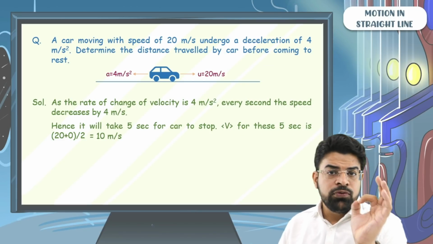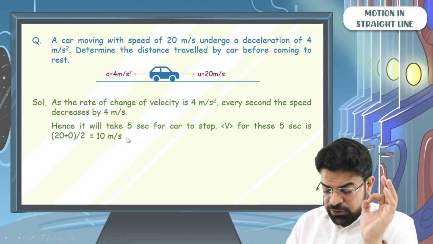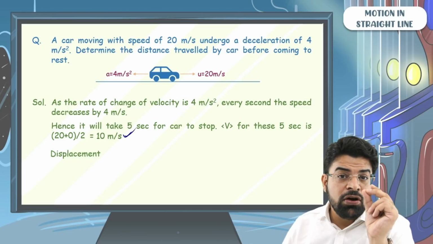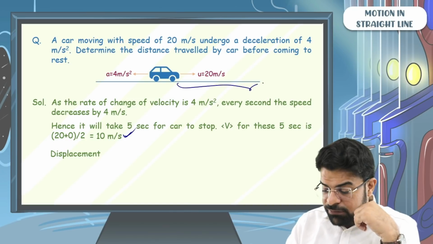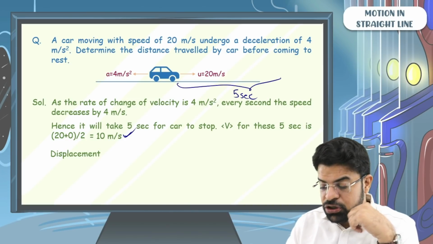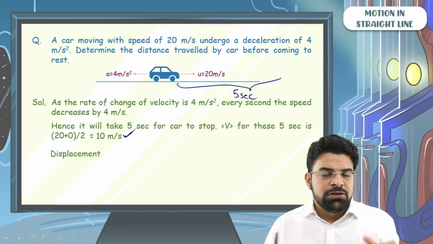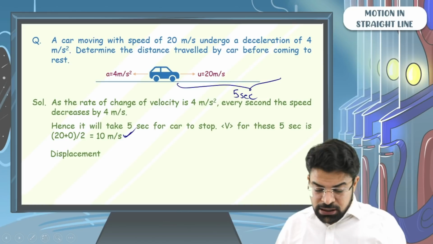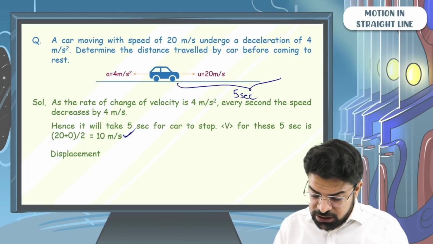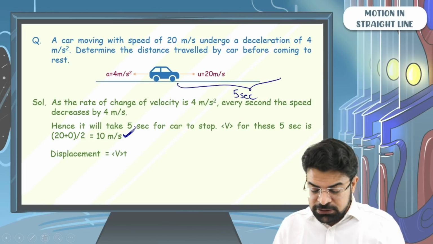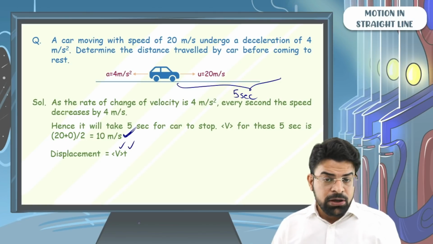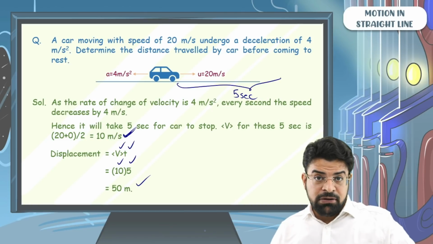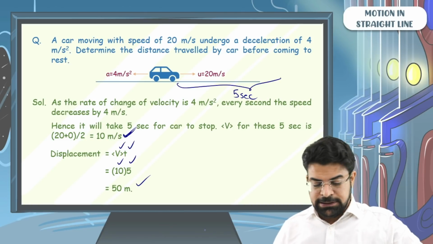If the car moves with an average velocity of 10 meter per second for 5 seconds before coming to rest, what will be the displacement of the car? The average velocity of the car is 10 meter per second, the time frame is 5, so the displacement will be equal to average velocity into time. So the displacement will be equal to 10 into 5, which is 50 meters. So this car will travel 50 meters before coming to rest.